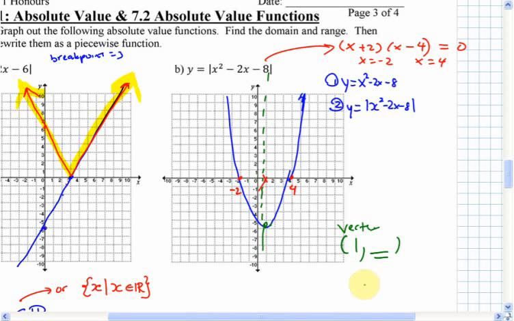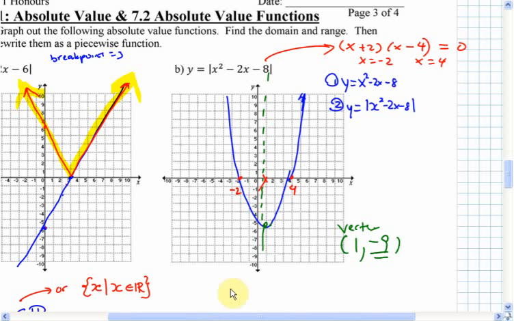How can I figure that out? Plug it in. Plug it into where? Right there. Let's plug it in. 1 squared is 1, minus 2 is -1, minus 8 is -9. Good.